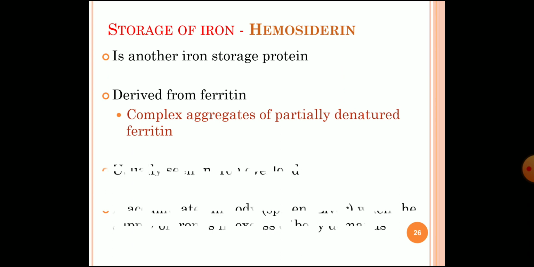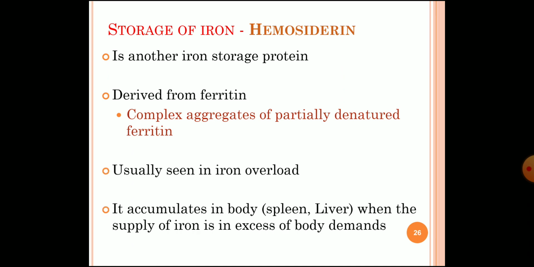deposited in the tissues. Usually seen in iron overload, it accumulates in the body, usually in the spleen and liver, when the supply of iron is in excess of body demands. When more than the body needs comes in, it is present as the hemosiderin in the liver.